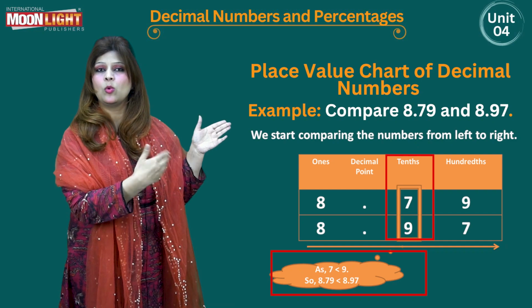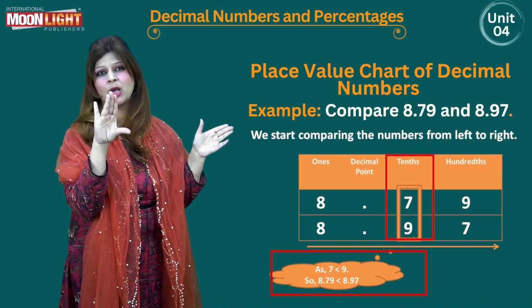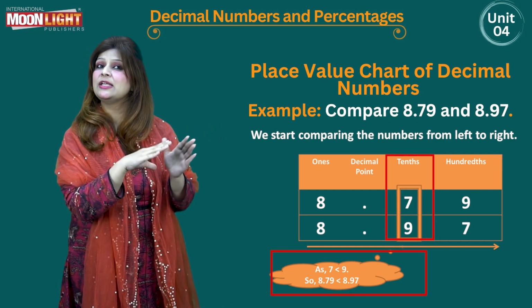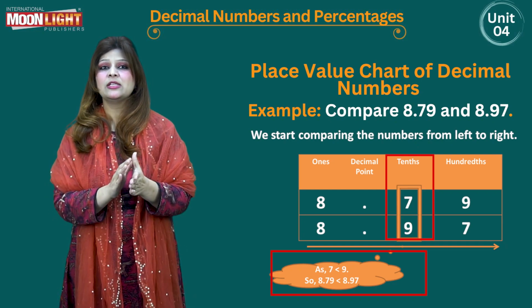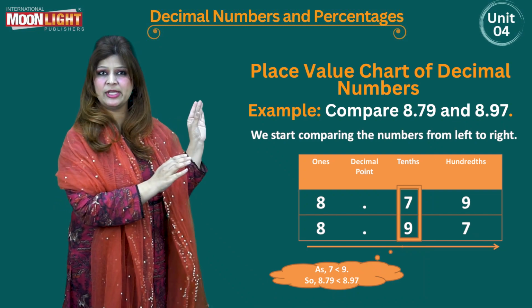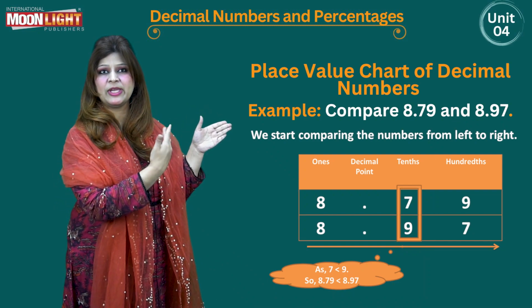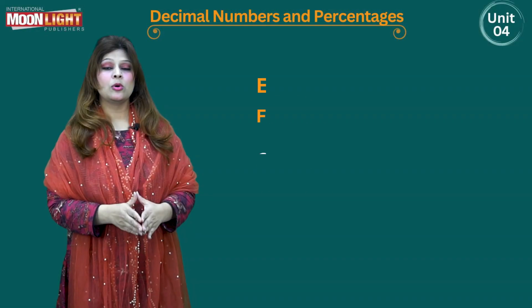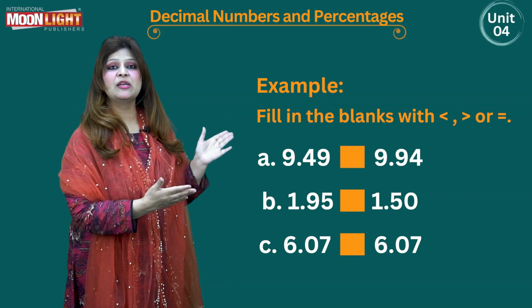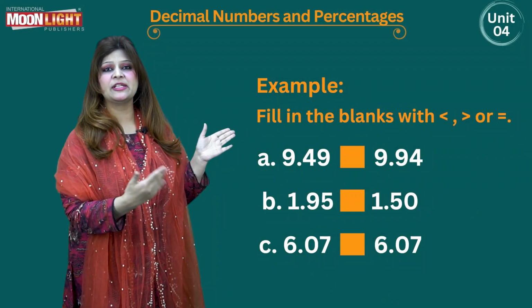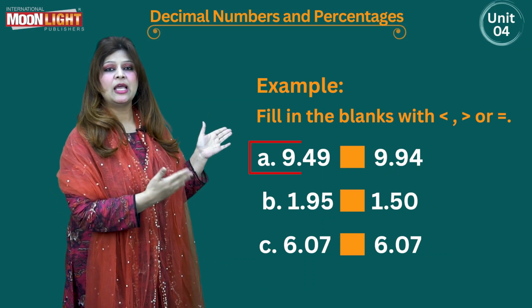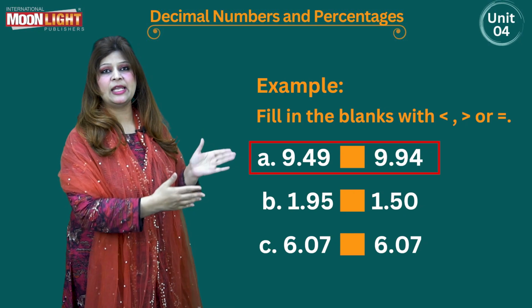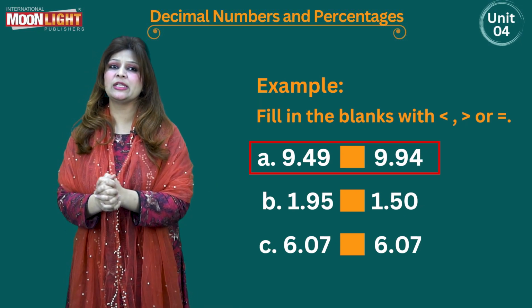Okay, so you are going to say that 8.79 is less than 8.97, and we are going to put this symbol over here. The open mouth will be towards the greater number. Okay, you already know that. So right now I'm going to give you some more examples from the book. You can just check these out. The example is: fill in the blanks with less than, greater than or equals to symbol. Now we have part A: 9.49, an empty box, and then 9.94.